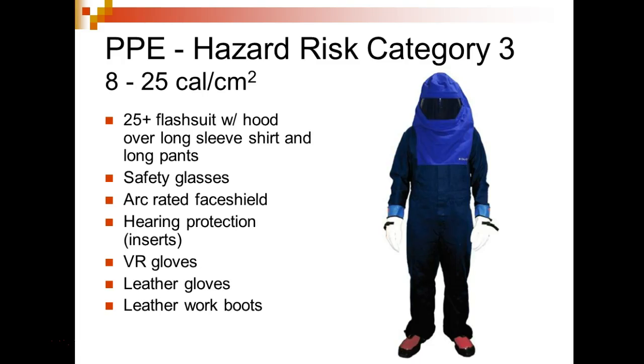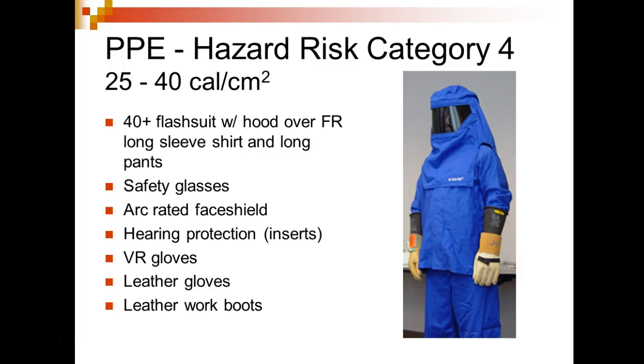Then we move into 25 plus, which would be 8 to 25 calories per centimeter squared. And now you're starting to put on what? You've got to have an arc flash hood, safety glasses, arc rated face shield, hearing protection inserts. So this is saying you can't have what we used to call the Mickey Mouse ears. Then voltage rated gloves with leather gloves.